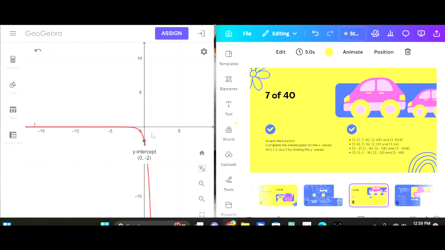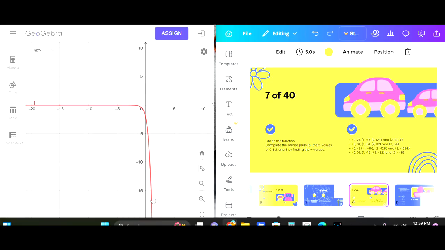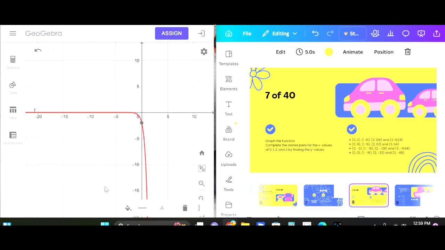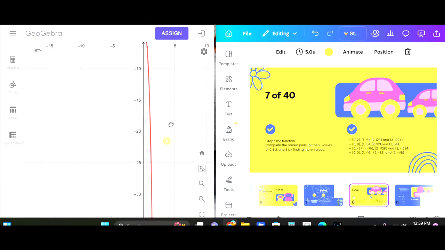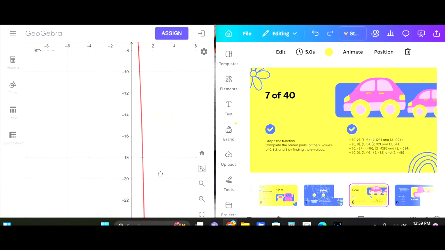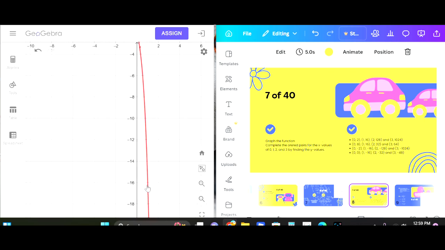When x equals 1, they're saying negative 16. Let's look. Oh, they disagree. They say it's 1 and negative 12 or something. I guess it doesn't really matter because we know it's 0 and negative 2.